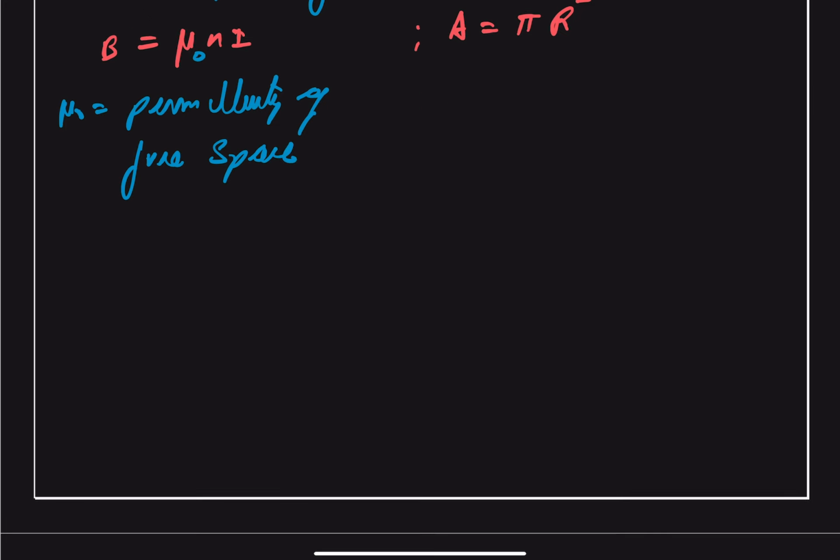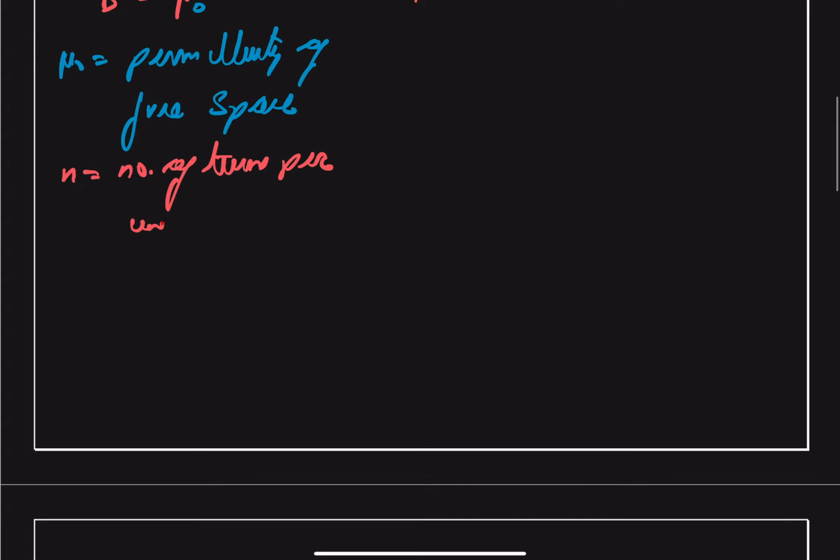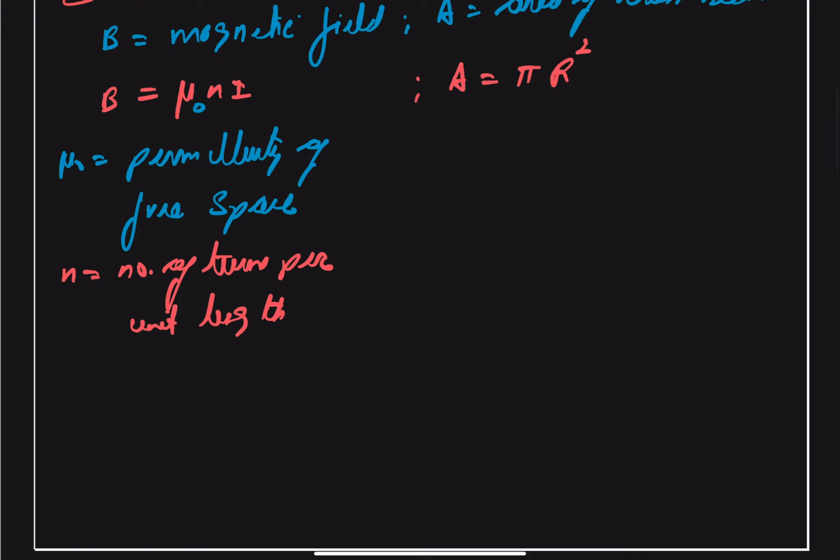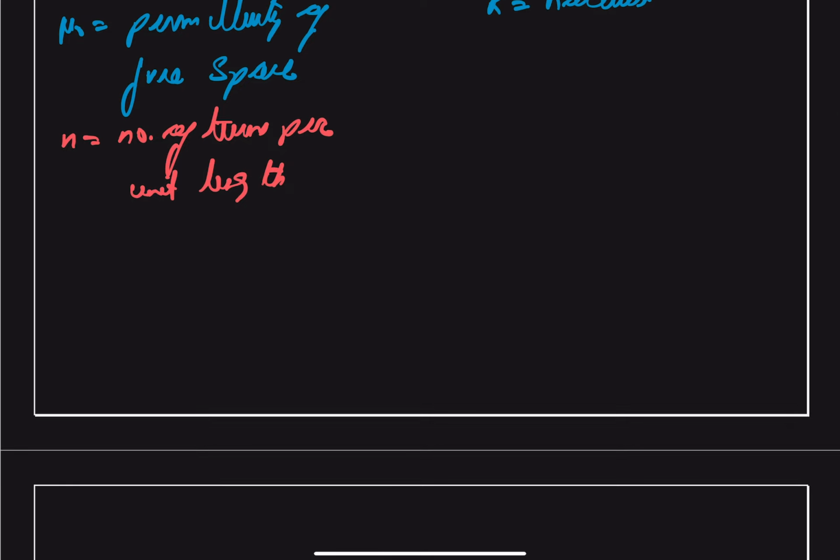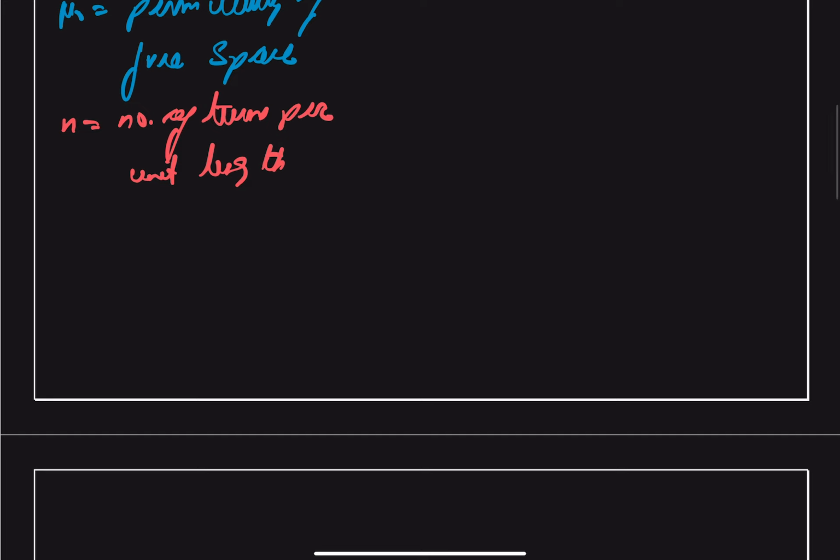Small n is the number of turns per unit length, and I we already know is the current. And for the area, this r is the radius. Therefore, if we substitute all these values, we can write that our L prime.